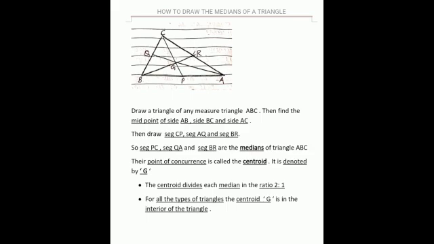So their point of concurrence is called the centroid. It is denoted by G. The centroid divides each median in the ratio 2:1. For all types of triangles, the centroid G is in the interior of the triangle.